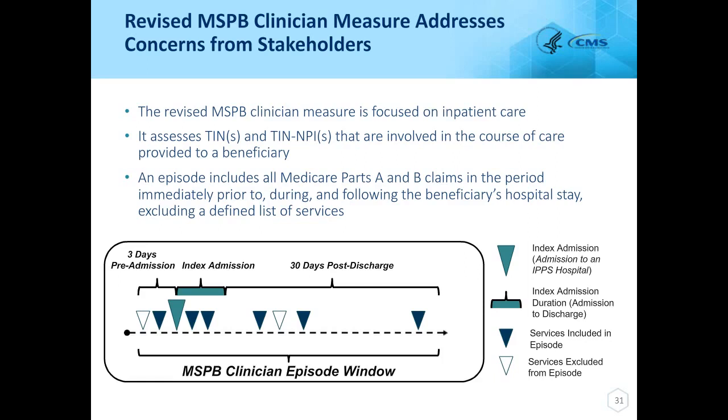Here's a visualization of what an MSPB episode would look like. So we're focused on inpatient care. If we look at the largest turquoise triangle, that is the admission to the IPPS hospital, and then the turquoise bar is the duration at which they're in the hospital.